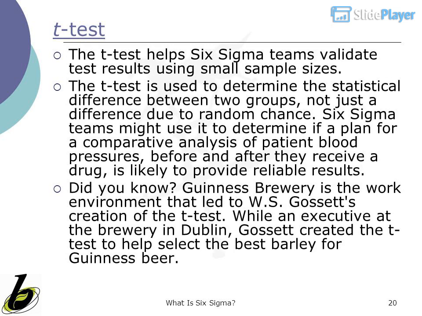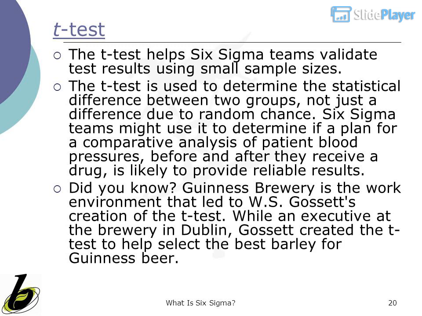What is Six Sigma? T-test. The T-test helps Six Sigma teams validate test results using small sample sizes. The T-test is used to determine the statistical difference between two groups, not just a difference due to random chance. Six Sigma teams might use it to determine if a plan for a comparative analysis of patient blood pressures, before and after they receive a drug, is likely to provide reliable results.